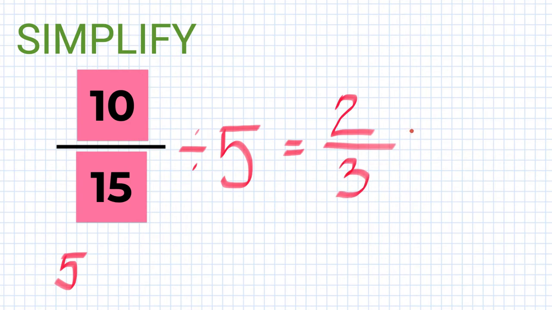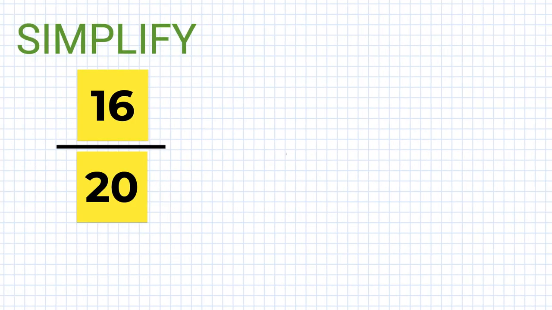So therefore, the simplified form of 10 over 15 is 2 over 3, or 2/3. Okay, that's great. Now let's have another example. Okay, now 16 over 20.